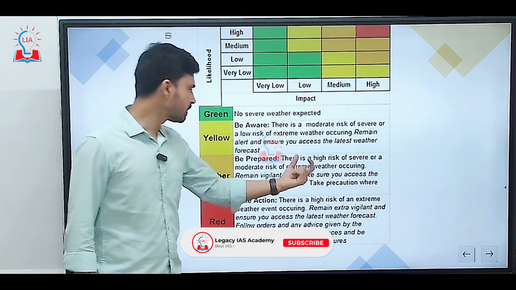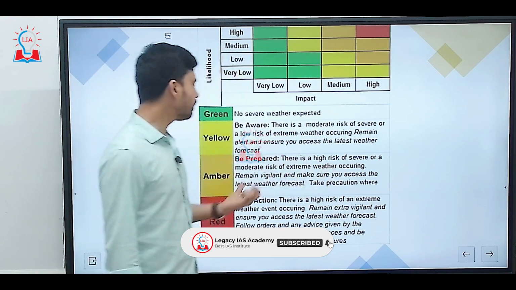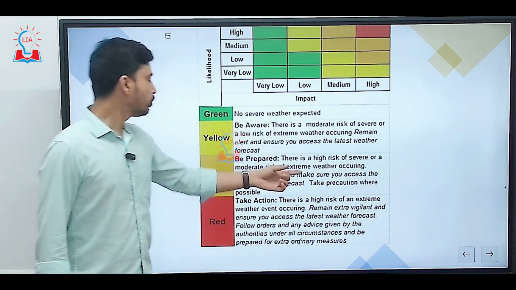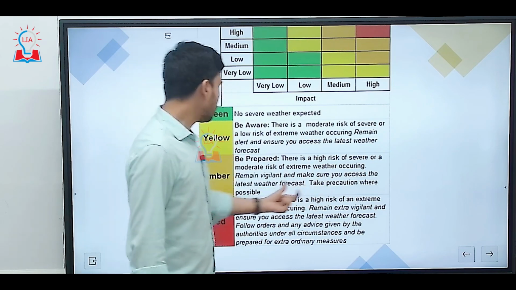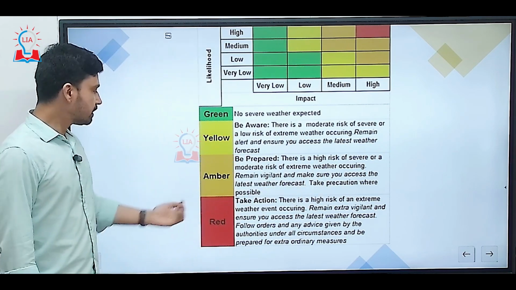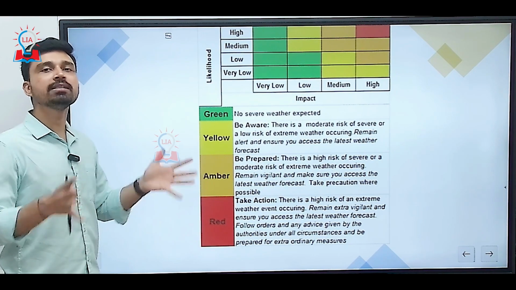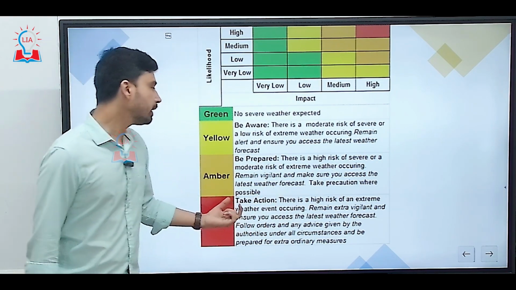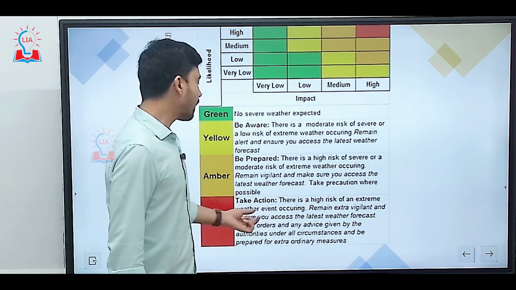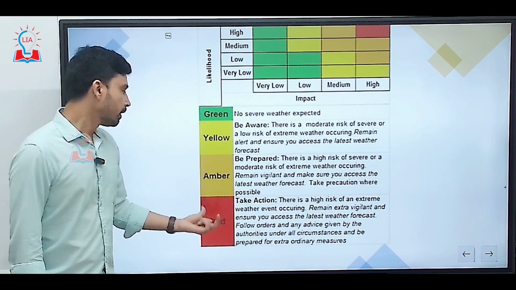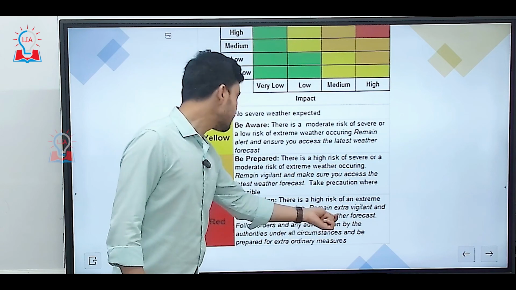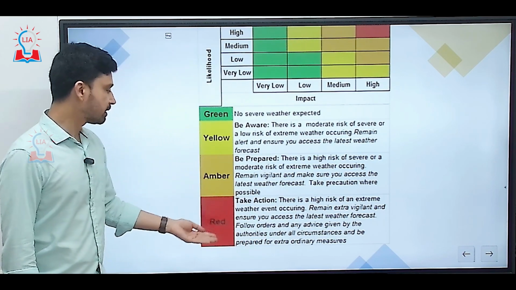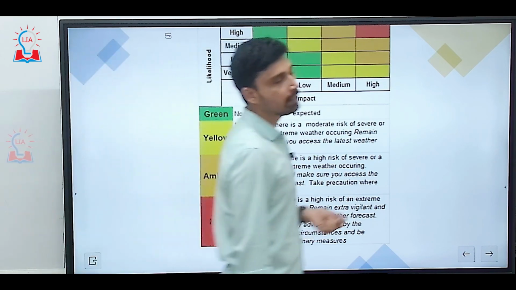There is a high risk of severe or a moderate risk of extreme weather occurring. Remain vigilant and make sure you access the latest weather forecast. Take precaution wherever possible. And the worst is the red alert, that is when the action is required at proactive level. So there is a high risk of an extreme weather event occurring. Remain extra vigilant and ensure you access the latest weather forecast, that is common. Now follow orders about any advice given by the authorities under all circumstances and be prepared for extraordinary measures.